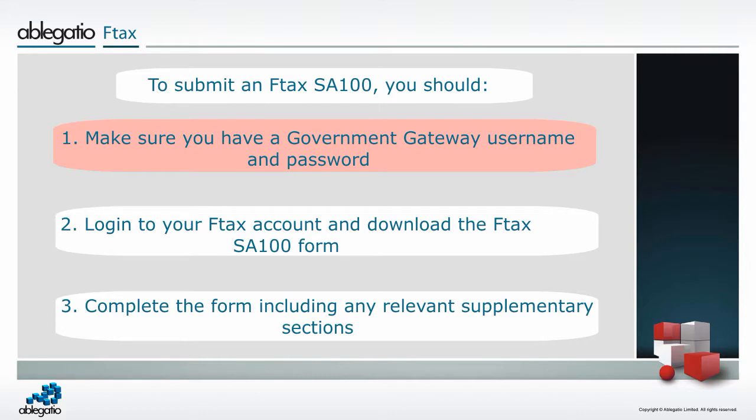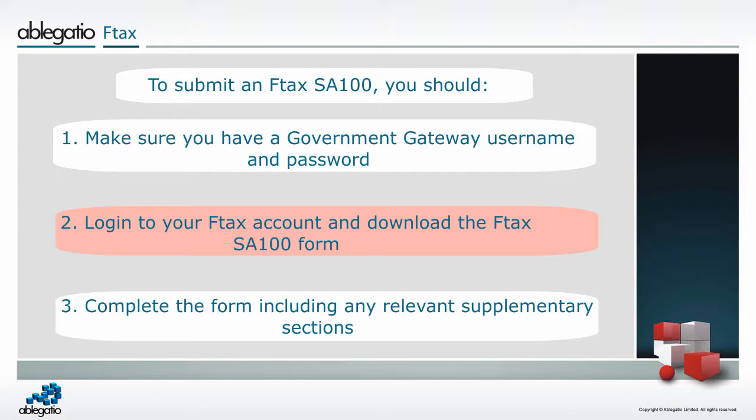Firstly, you should register with the Government Gateway and ensure that you have a Government Gateway user ID and password, and that the password has been activated using the PIN sent in the post. This only needs to be done once, as the same user ID and password may be used in future years.